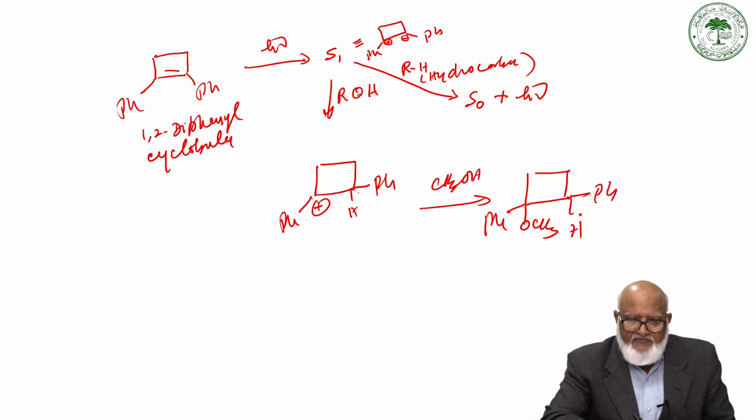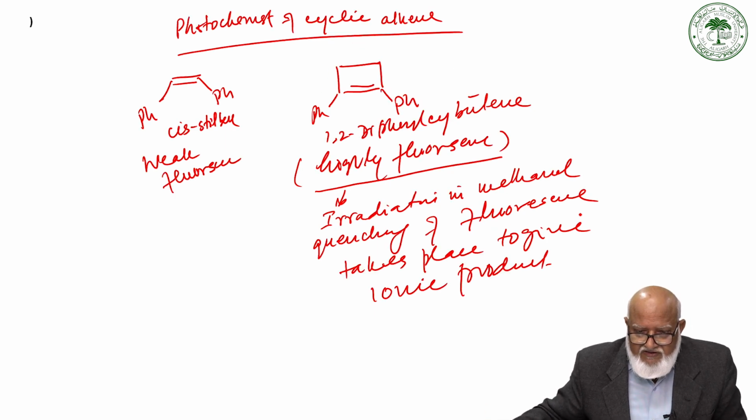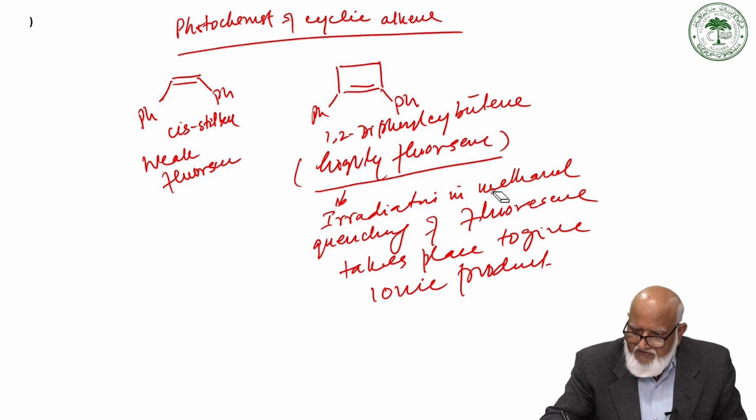So in the photochemistry of a cyclic alkene such as 1,2-diphenyl cyclobutene, which is highly fluorescent, it has been found that quenching of fluorescence takes place on irradiation in methanol, or irradiation of this in hydrocarbon.